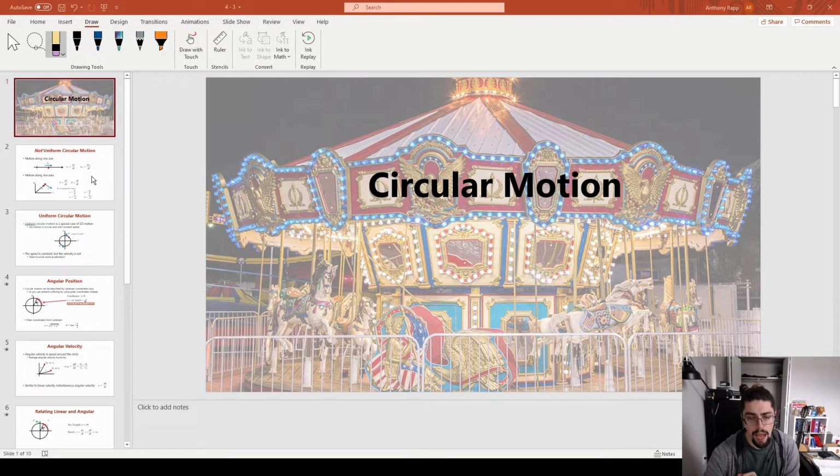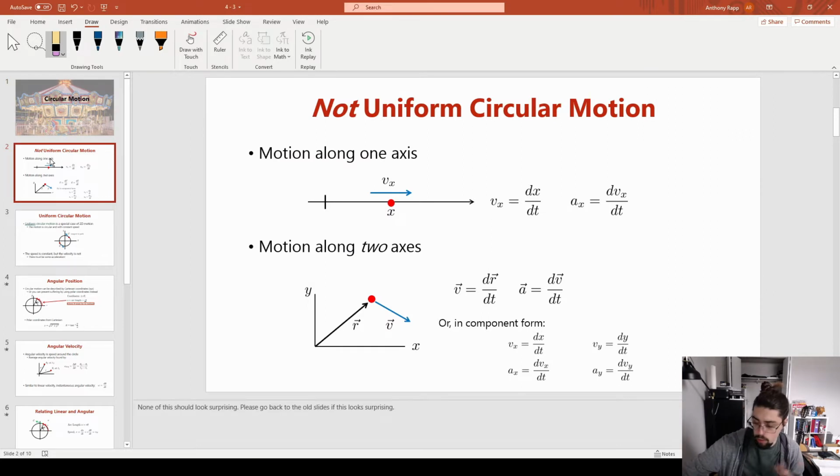As we've been talking about this stuff, we started with linear motion, then we moved to two-dimensional motion, but both of those things are not quite what we're talking about today. These are examples of things that we have seen now. This is more of a review than anything else, but these are examples of not circular motion, not even uniform circular motion specifically, but not circular motion at all. Motion along one axis is a line, and last I checked, a line does not equal a circle. Hopefully we all agree with that.